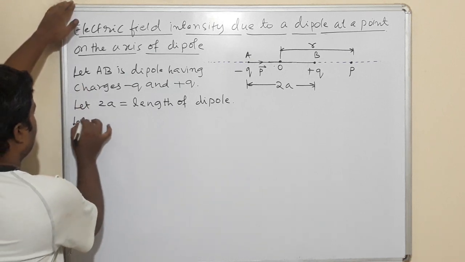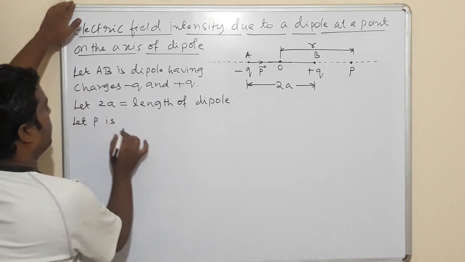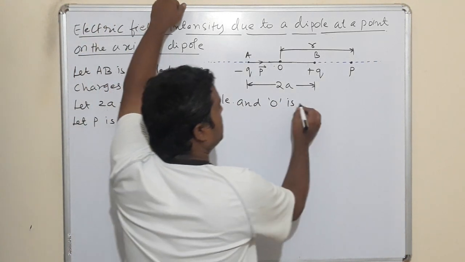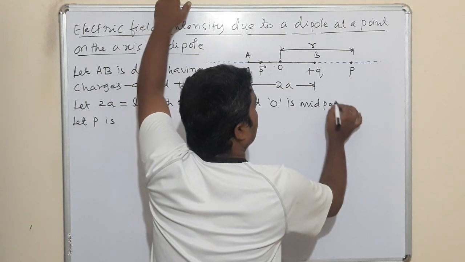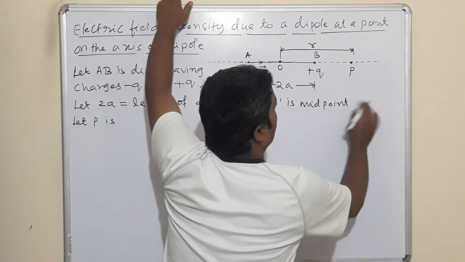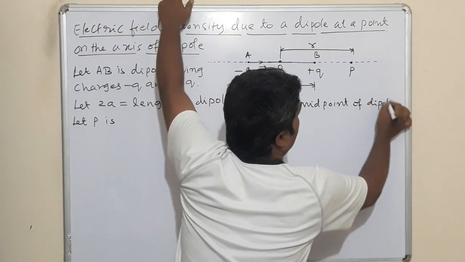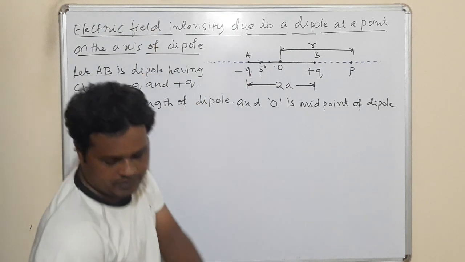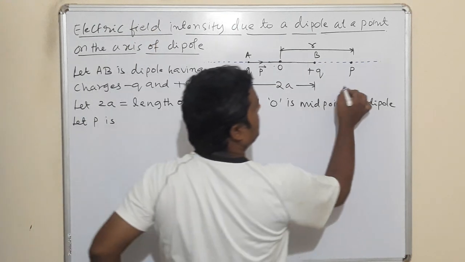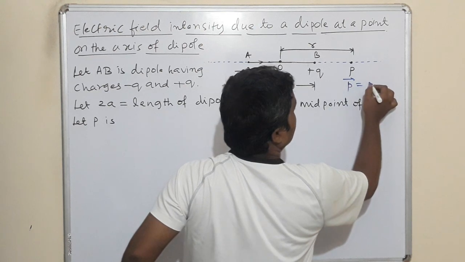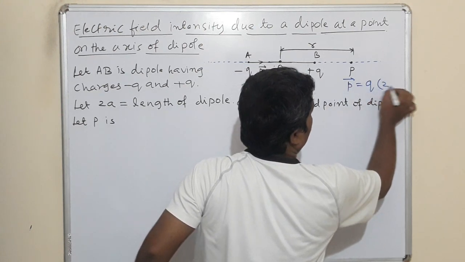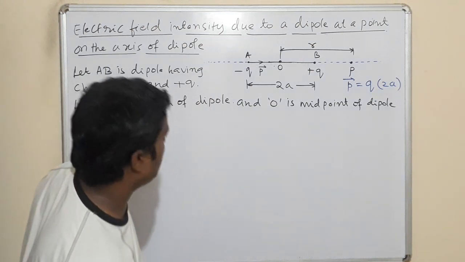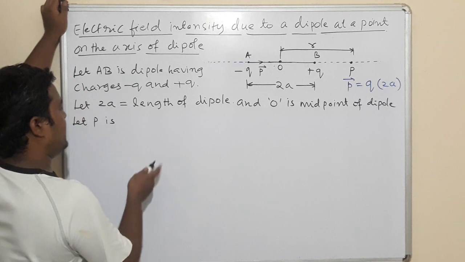Then let us also write, O is the midpoint of the dipole. Here we know it very clearly. What is the equation for dipole moment? This dipole moment is one of the charge multiplied by distance 2A. You remember it. And what is O? Midpoint of the dipole.